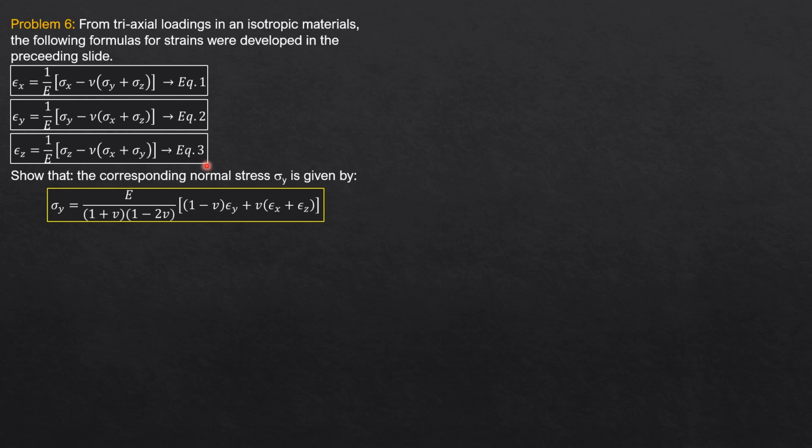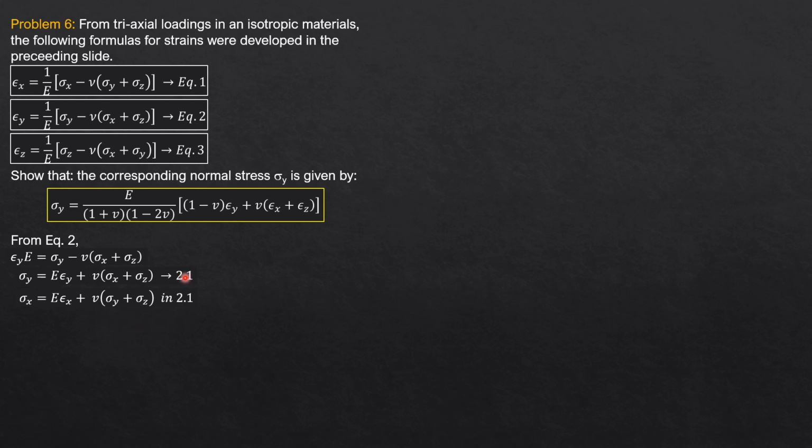So we begin from equation 2. We have E strain y equals sigma y minus Poisson's ratio quantity sigma x plus sigma z. And therefore, sigma y is equal to E times strain y plus Poisson's ratio times sigma x plus sigma z. Call this equation 2.1. Then sigma x can also be written as E times strain x plus Poisson's ratio times sigma y plus sigma z.